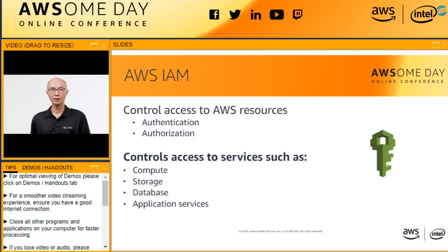AWS IAM is a service that helps you securely control access to AWS resources for your users. You use AWS IAM to control who can use your AWS resources, this is known as authentication, and how they can use resources, known as authorization. AWS IAM allows you to manage access to compute, storage, database, and application services in the AWS Cloud. In short, this is the role-based access control, or RBAC, mechanism to manage access on the AWS platform.